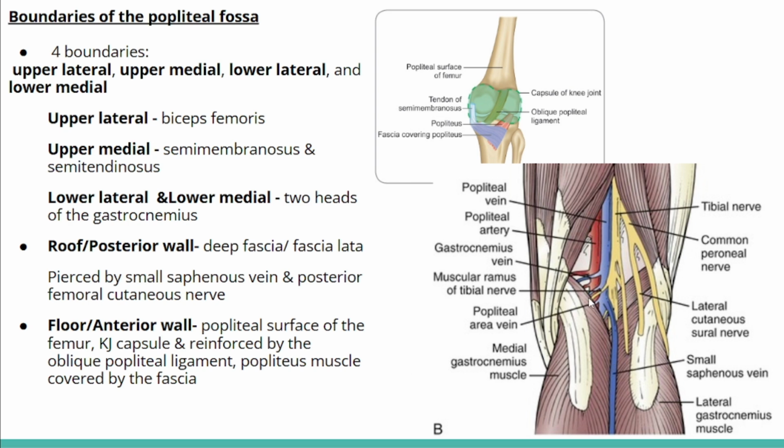What are the structures forming the roof or posterior wall, and the floor or anterior wall, of this popliteal fossa? The roof, or posterior wall, is formed by the deep fascia, which is the fascia lata and crural fascia of the leg, and this posterior wall is pierced by the small saphenous vein, which drains into the popliteal vein, and the posterior femoral cutaneous nerve. The floor is formed by the popliteal surface of the femur, the knee joint capsule, which is reinforced by the oblique popliteal ligament, and the popliteus muscle and its covering fascia.